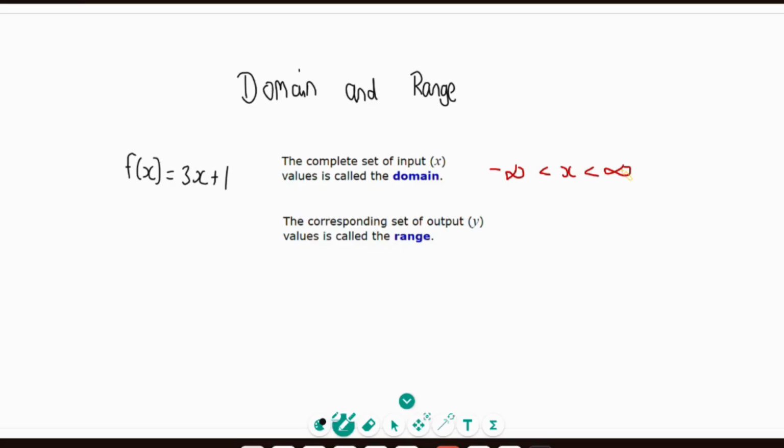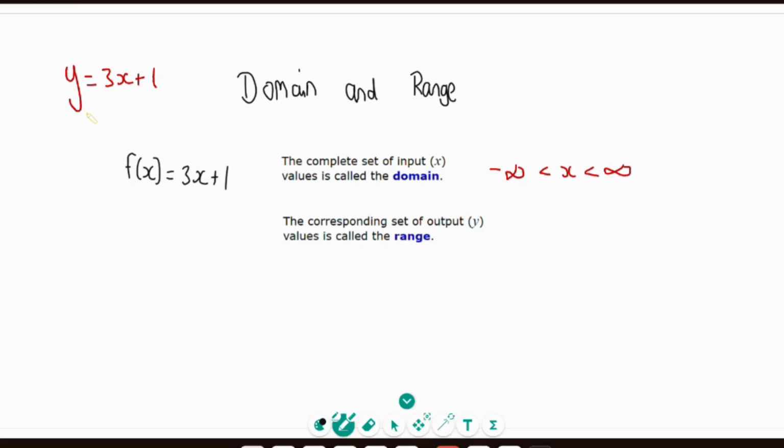The corresponding set of output y values is called the range. So we've got the function written in function notation, but if we wrote it equal to y, the y values are kind of the answers. So you need to think of x as the input, the values you're putting into the function, and y are the numbers that are coming out, if you think of it as a basic function machine.